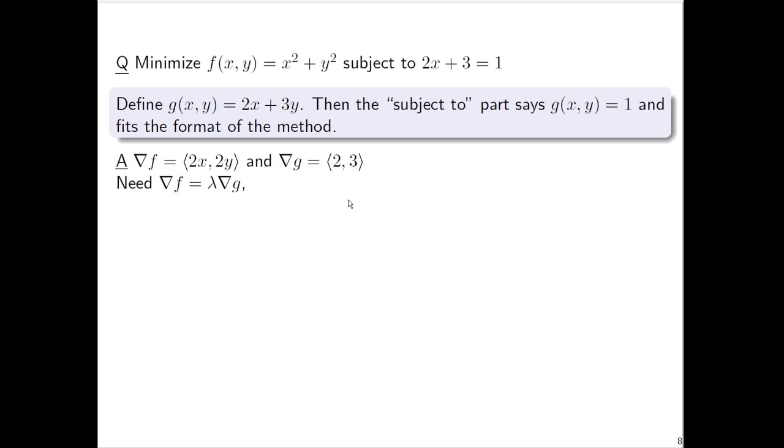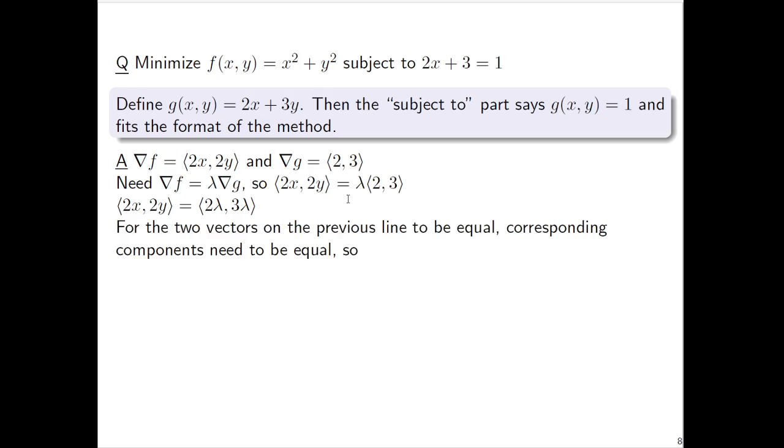And we need this to occur. We need gradient of f to equal lambda times gradient of g. So we have 2x comma 2y equals lambda times 2 comma 3. So we'll go ahead and push in that lambda, do the scalar multiplication on the right side. 2x comma 2y equals 2 lambda comma 3 lambda.